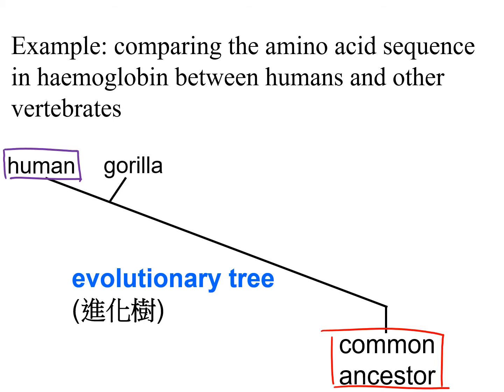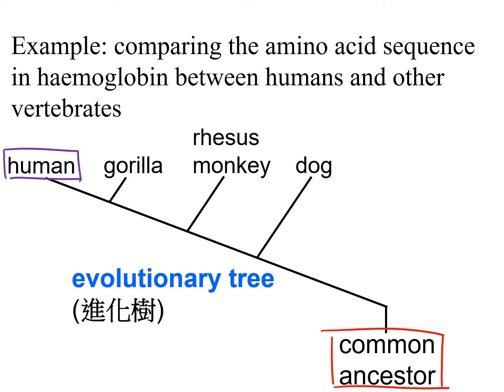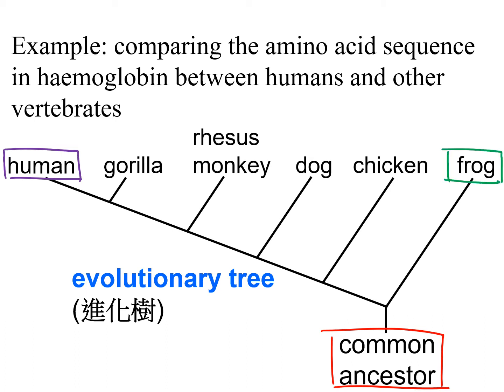Next, we write down the name which is highly related to human in the evolutionary history, that is gorilla. It is highly related to human, so we write down the name of gorilla right next to human. And then the second next organism which is highly related to human should be monkey, and then the dog, and then the chicken, and then the very least related organism with human would be the frog. So we write it down on the other end of the evolutionary tree. This one is the least related.